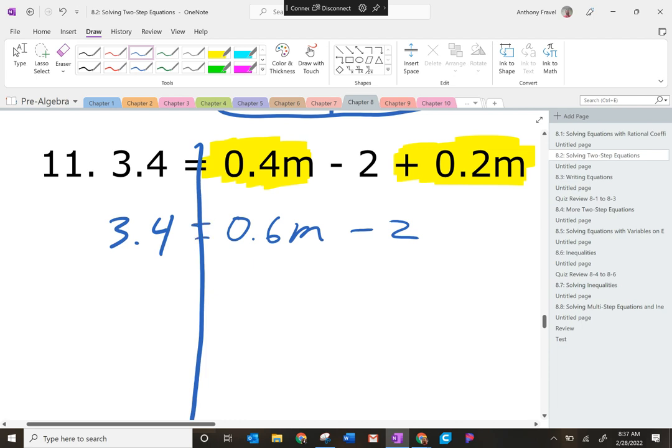Gabe and Austin are crushing this one. They're telling me all the steps to do. What do I do next? That means that those two can't tell me. Noah? Add 2. Okay, yeah, I'll get the m by itself, so I'm going to add 2 to both sides. So plus 2, plus 2. That gives me 5.4 equals 0.6m.